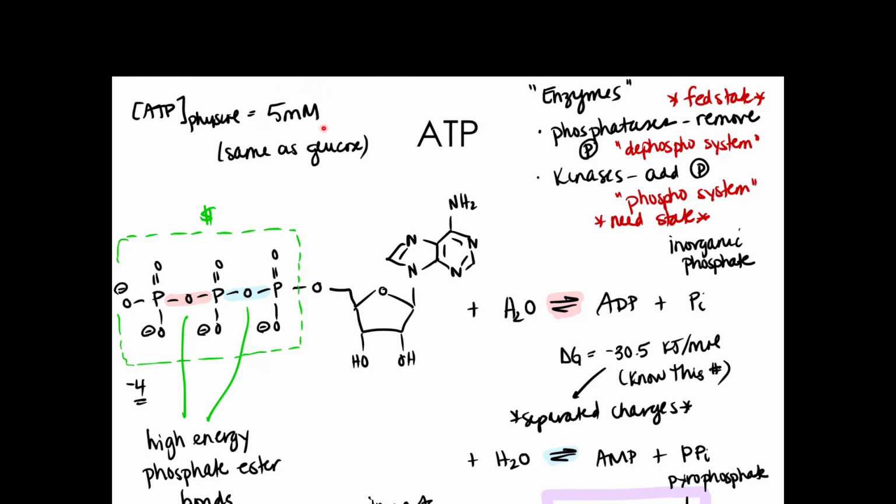Some numbers to know about that: the physiological concentration of ATP is 5 millimolar. That's coincidentally the same number that I need you to know for glucose. We haven't talked about carbohydrates yet, but that's an important number. This is again a number that you needed to know from our previous learning unit, the value for ATP, and that value actually comes from looking at the hydrolysis reaction of ATP.